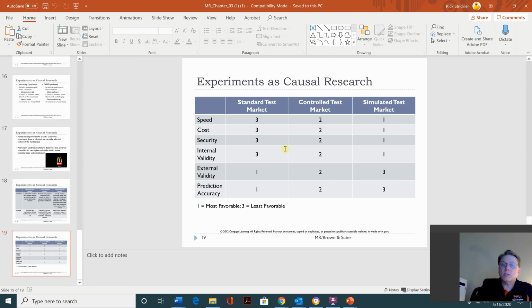And then the costs are more expensive here, less expensive here. But down here, external validity and prediction accuracy are much greater. So if you have the money and the time to do all this, your results are going to be much better. If you don't, then that's when you resort to one of these two.